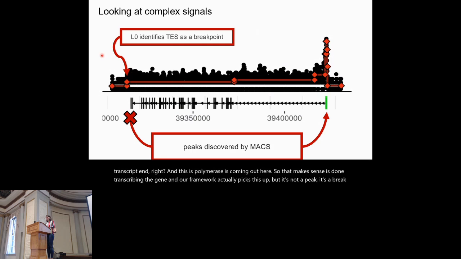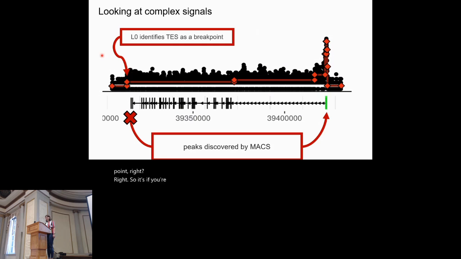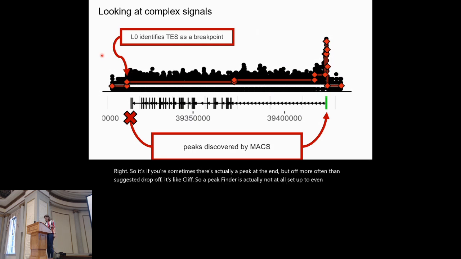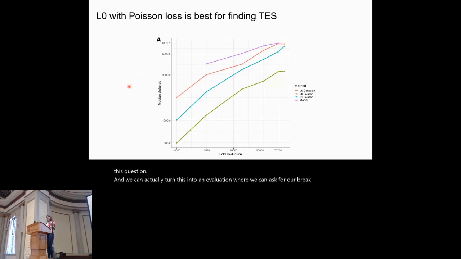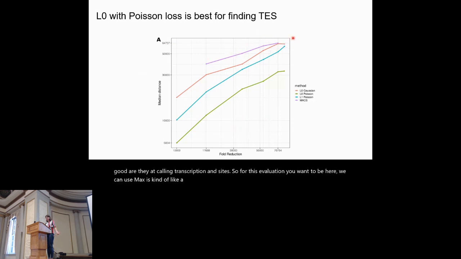Sometimes there's actually a peak at the end, but more often it's just a drop off. It's like a cliff. So a peak finder is actually not at all set up to even answer this question. And we can turn this into an evaluation where we ask, for our breakpoints, how good are they at calling transcription end sites? So for this evaluation, you want to be here. We can use Max as kind of a trivial tool that we know is not doing particularly well on this task.